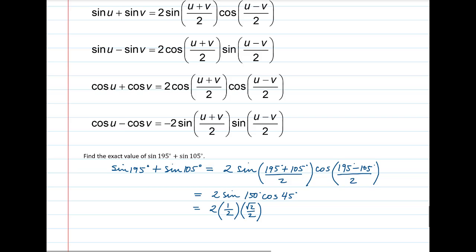Sine of 150 is 1/2. Cosine of 45 degrees is square root of 2 over 2. Cancel 2 out, and then the final answer is square root of 2 over 2.